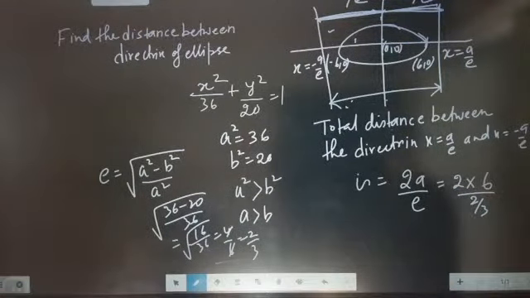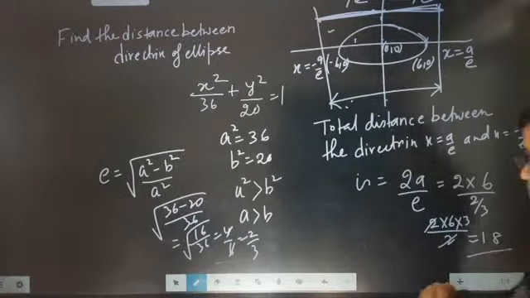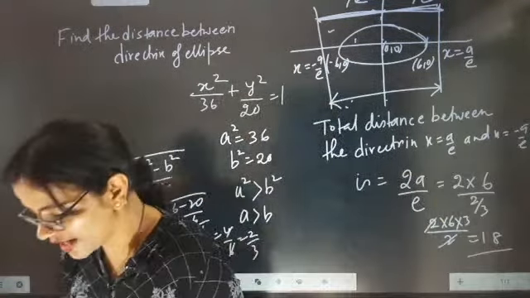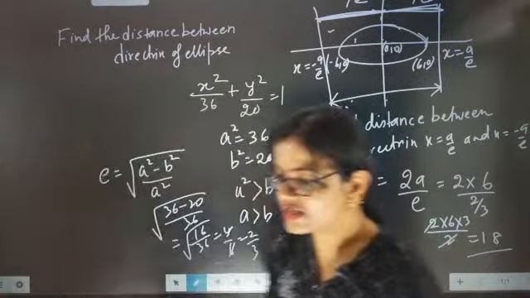2 by 3 is the eccentricity. 3 will go up. So 2 into 6 into 3 by 2. It is coming as 18. The distance is exactly coming as 18.